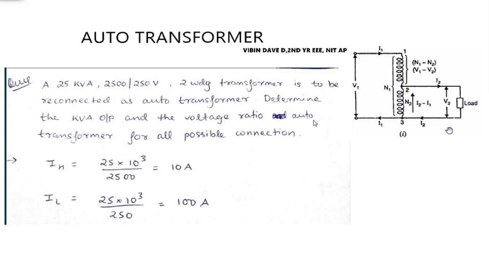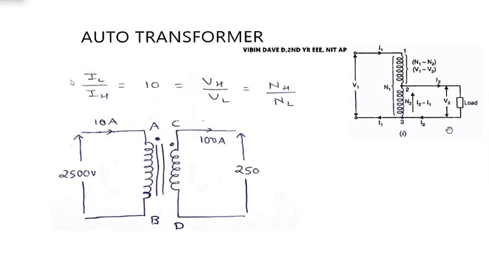See here, the objective is not to create an autotransformer which has the same transformation ratio, but the objective is to reconnect a two-winding transformer to an autotransformer. So be clear about your objective.